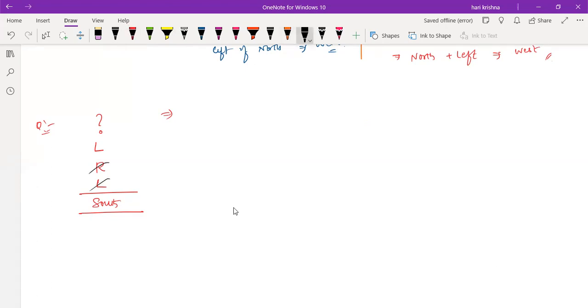So right, left, we have to cancel out each other. And if left is there, you have to reverse it. That means we have to take it as a right. So south plus right. What is south plus right? West. So initially he was walking in the west direction. Clear this one? Yes.